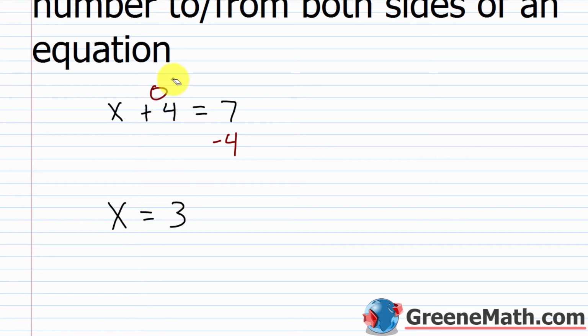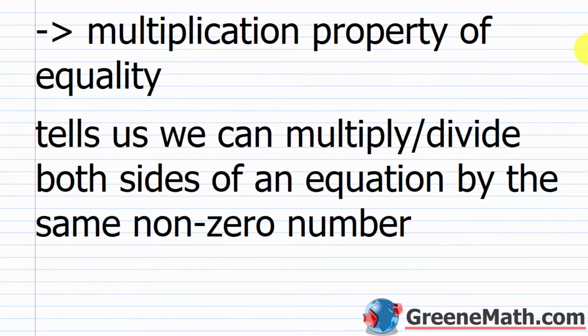And I taught you how to check things. We plug the 3 in for x in the original equation. You'd have 3 plus 4, which is 7, so you'd have 7 equals 7. So that checks out.